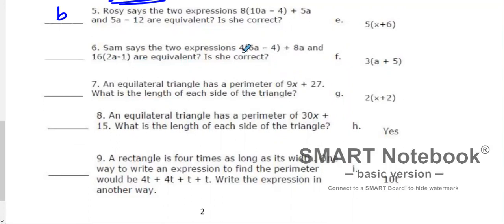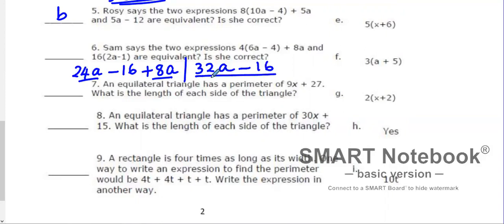Okay, so we do the same thing. 4 times 6a is 24a. 4 times negative 4 is negative 16, plus 8a. This will simplify to 24a plus 8a. That will be 32a, then minus 16, okay? So this, its final answer is here.